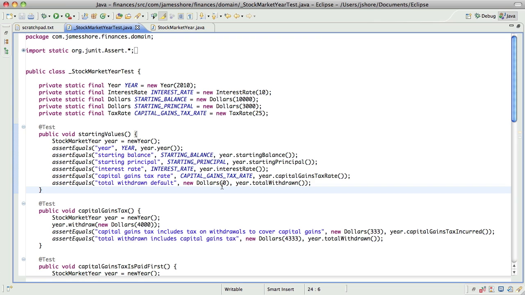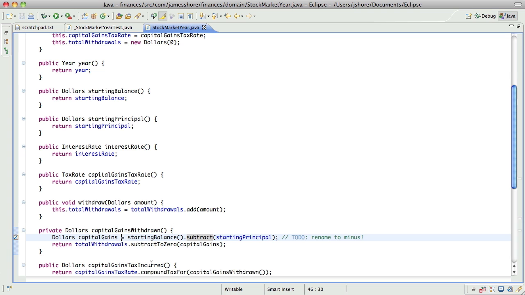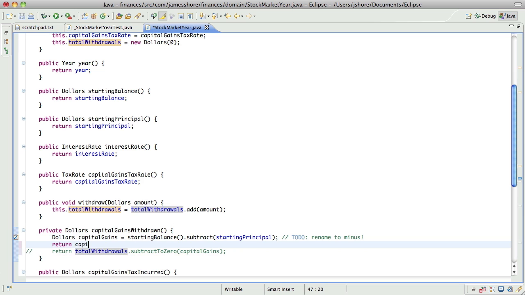So if I sell 7,000 or withdraw 7,000, and in this model we pay capital gains tax first, we should pay capital gains tax on 7,000. Which means that the capital gains withdrawn should be 7,000 here. So capital gains is done correctly. Total withdrawals minus capital gains is not the right answer at all. What we want to say is actually, for the purposes of this test, we could just return capital gains.